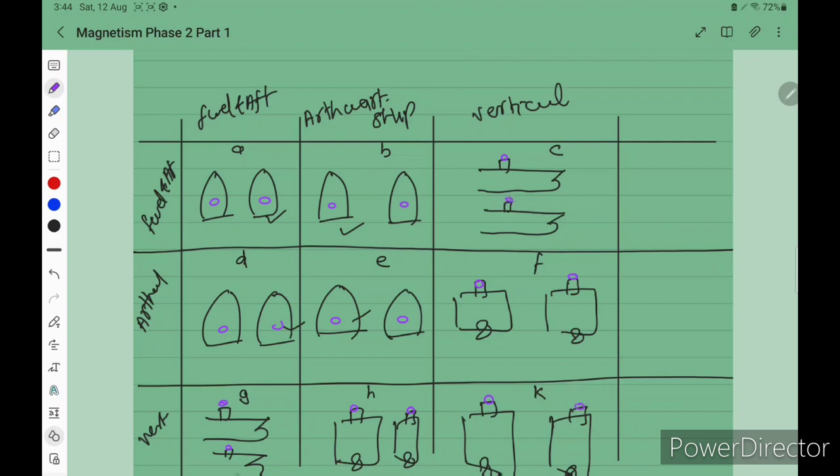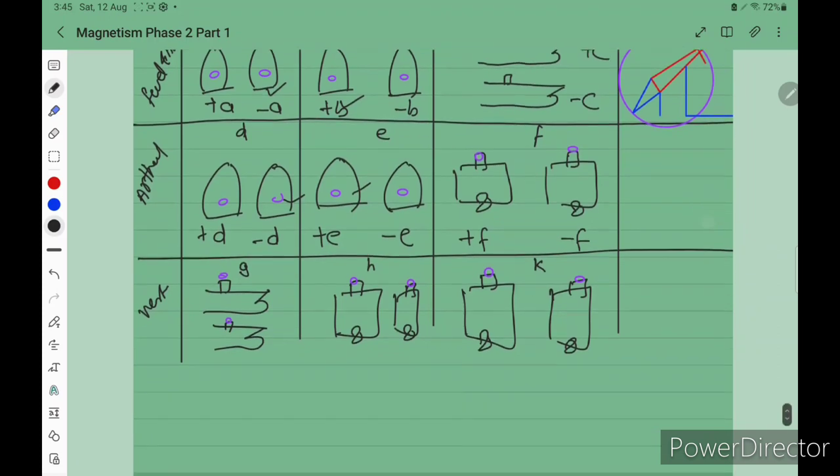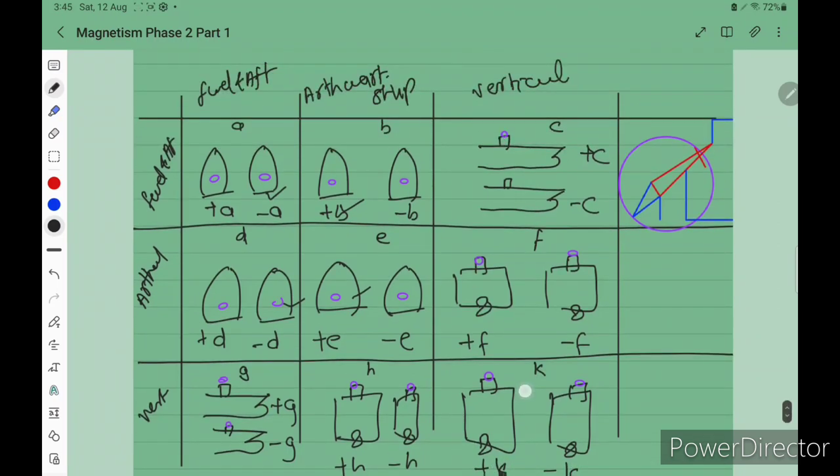We already made the compass. If you see the compass, I will show you how the compass looks. So red and blue. Now, how to remember? So plus A minus A, always first is positive, plus B minus B, plus C minus C, plus D minus D, plus E minus E, plus F minus F, plus G minus G, plus H minus H, plus K minus K.